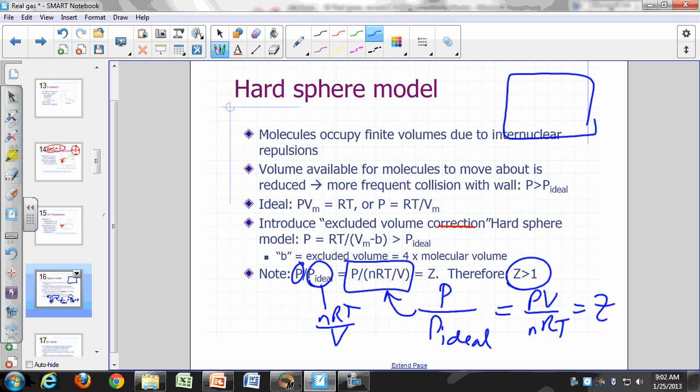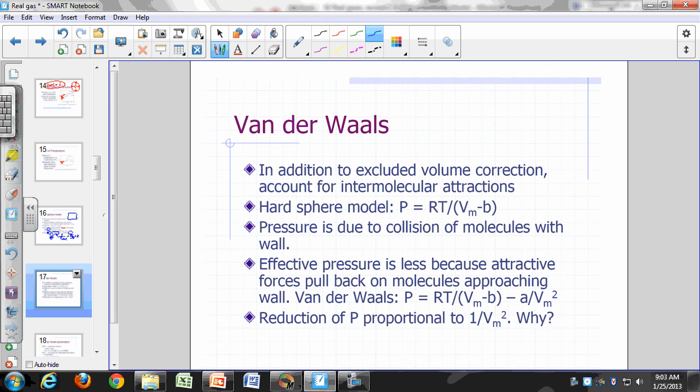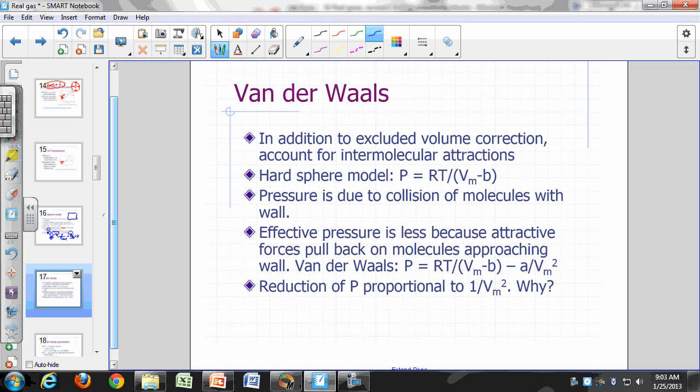Okay, so repulsions lead to molecules having finite volume. And because of these repulsions, within that same volume, a real gas is going to exert a greater pressure than an ideal gas. And so that's one way of looking at the compression factor. Now, how do we account for corrections for attractions? Well, okay, so our hard sphere model, we say is pressure equals RT over Vm minus B.